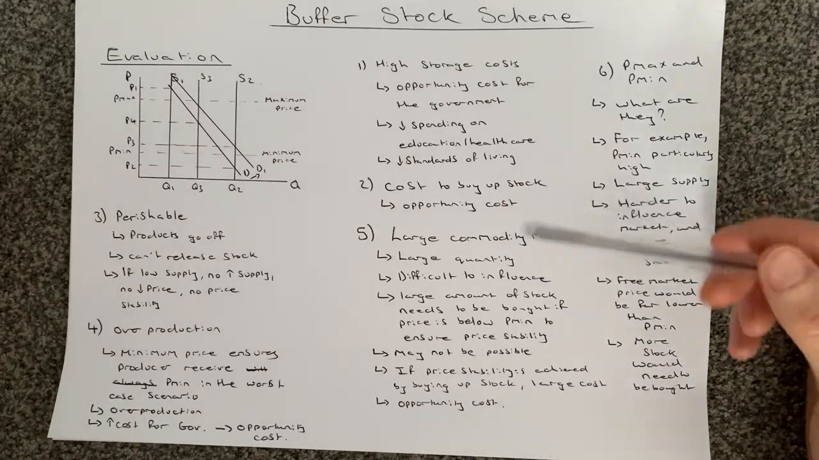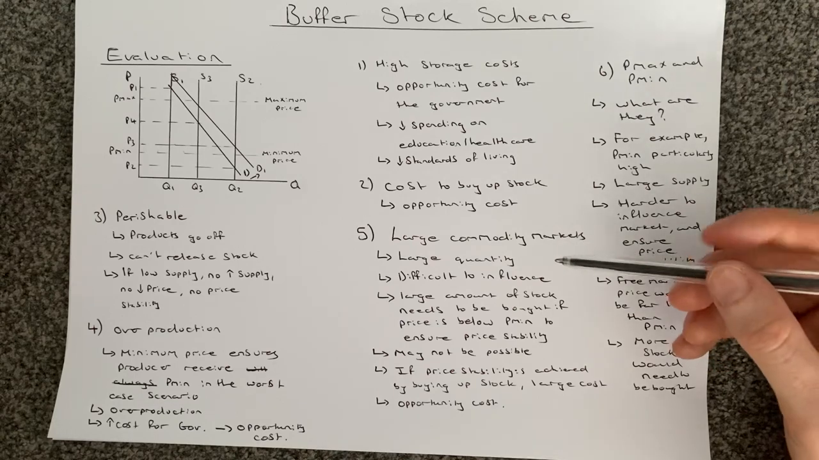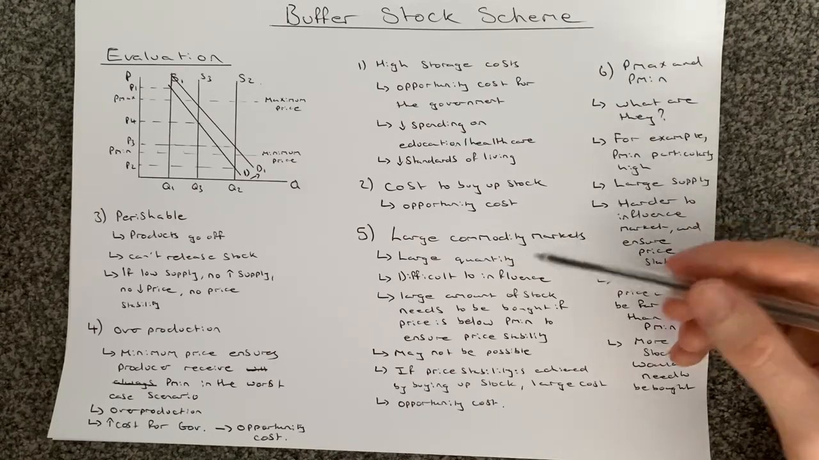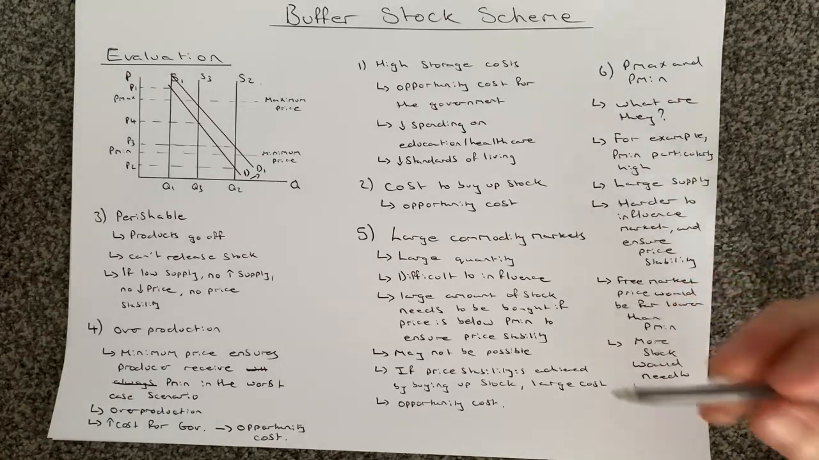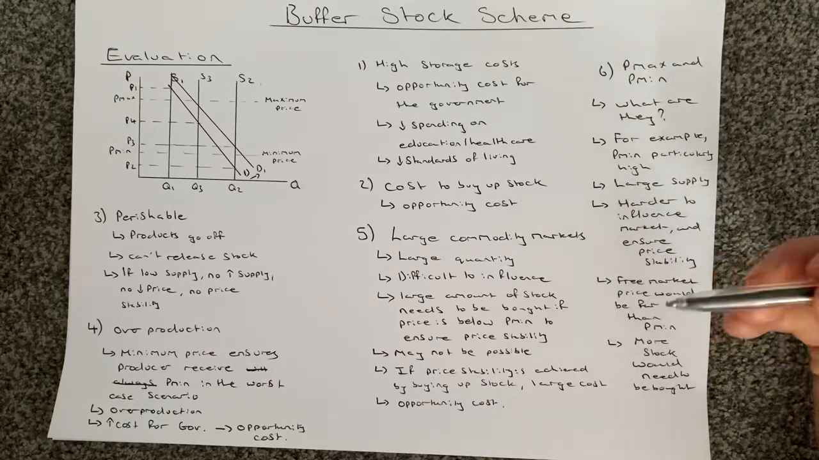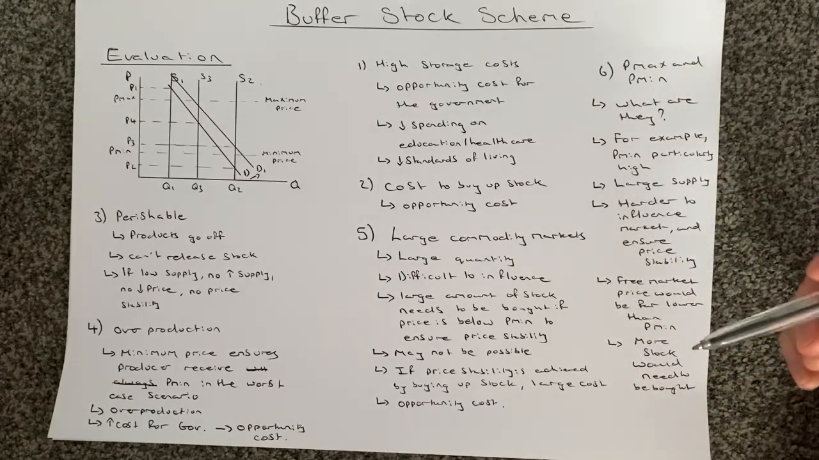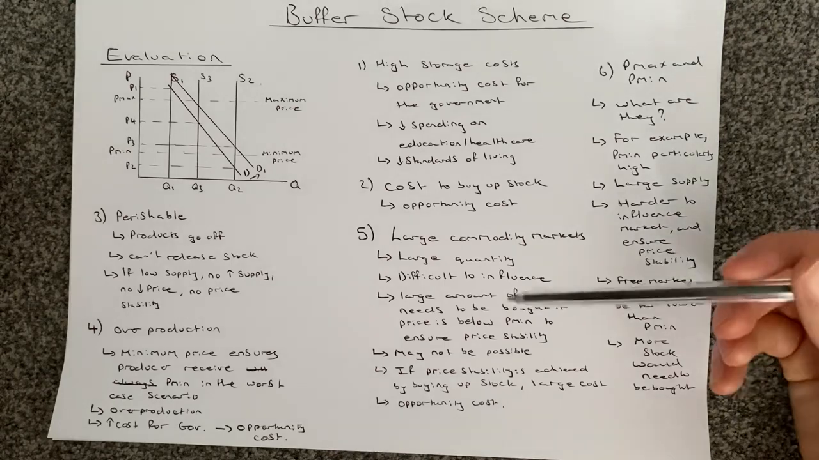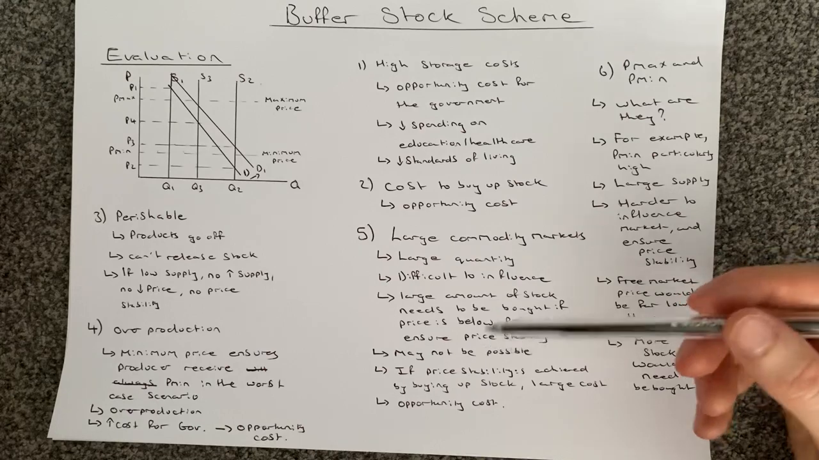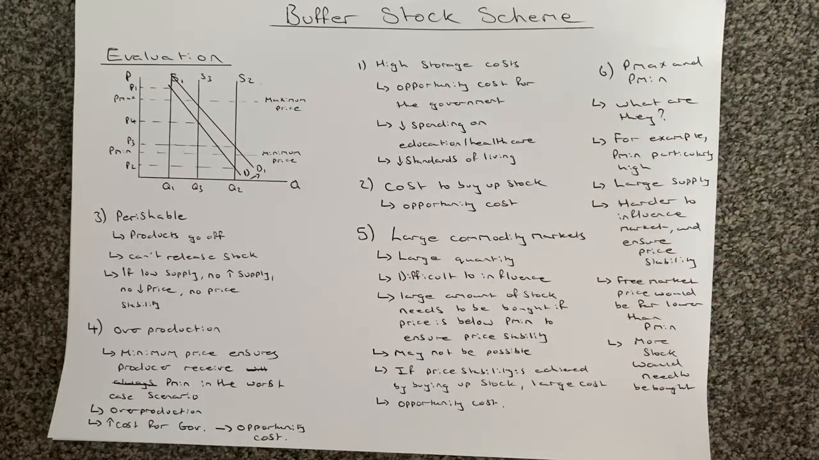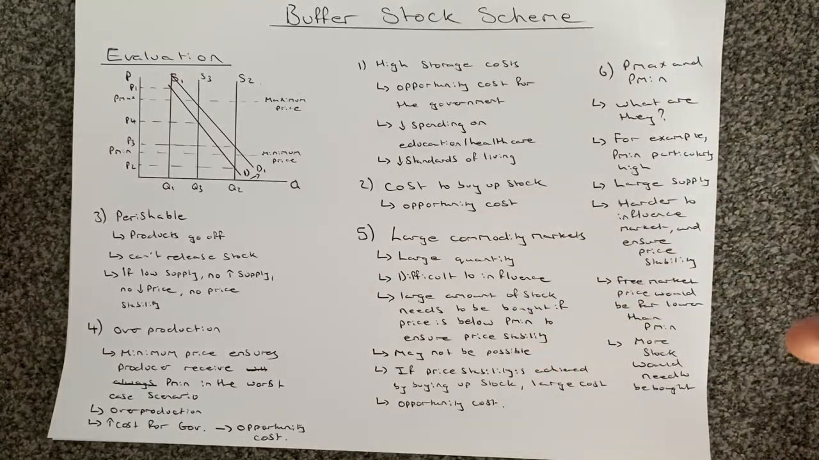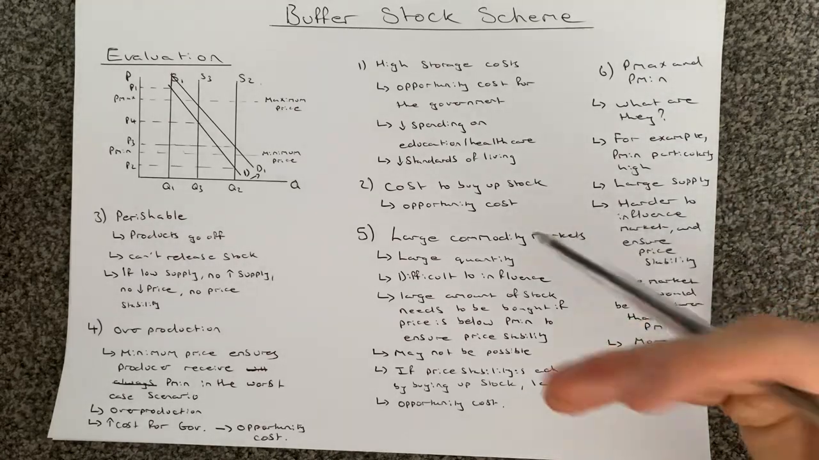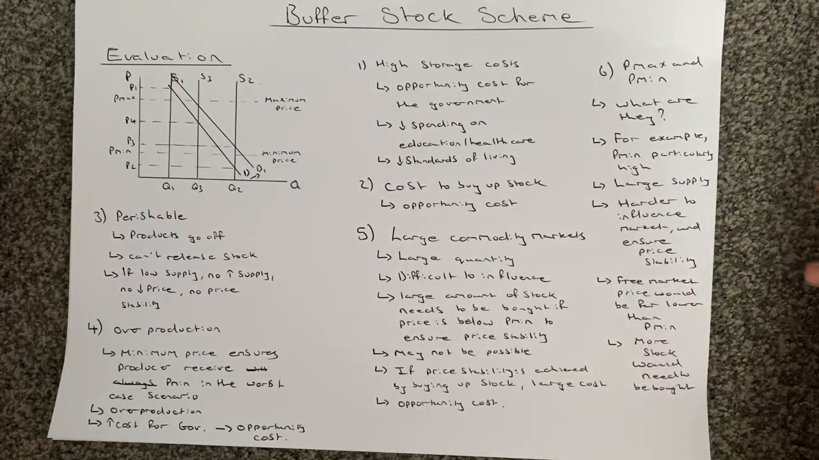These markets that buffer stock schemes are applied to are large markets, and these large markets are difficult to influence. If you want to raise the price of a particular commodity, you're going to have to buy thousands, if not hundreds of thousands, if not millions of tons of something in order to influence the market. Obviously, the larger the market, the more you're going to have to buy if you wanted to push up the price, and that may not be possible, and therefore price stability can't be achieved. Or if a government does buy up large amounts of stock, it is going to come at an extremely large cost, and again there is an opportunity cost involved there.